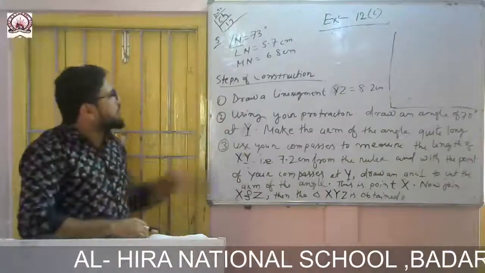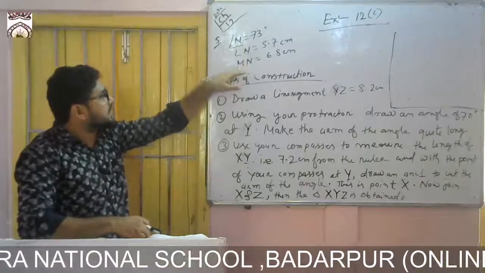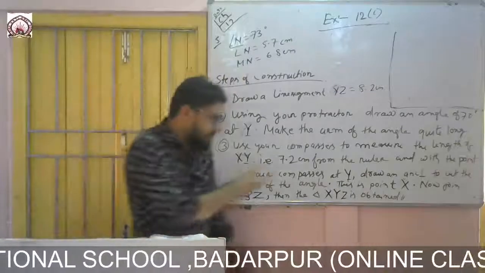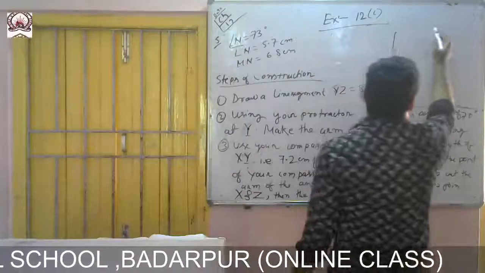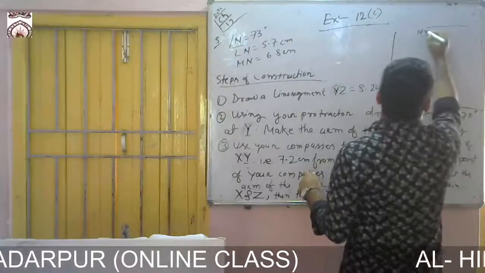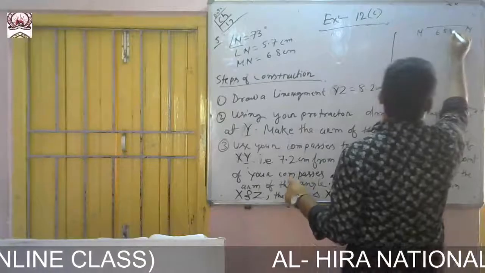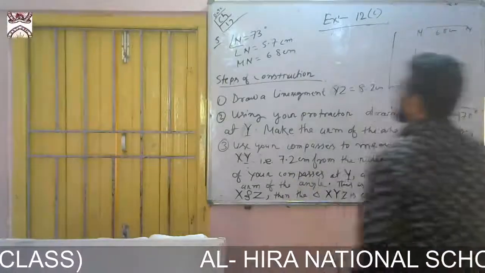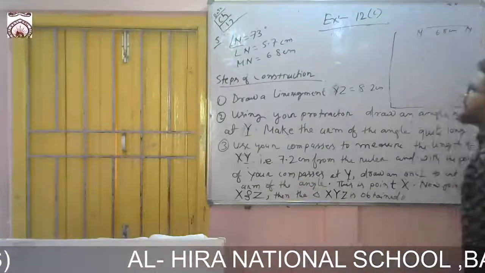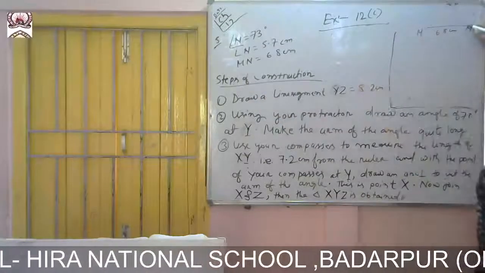So let me take MN, because I need to draw the 73 degree angle at N. So it will be like this. I shall take MN, and it is 6.8. Then from N I need to draw 73 degree.